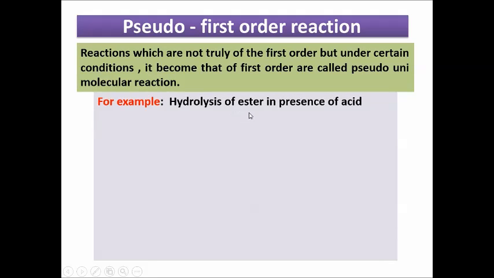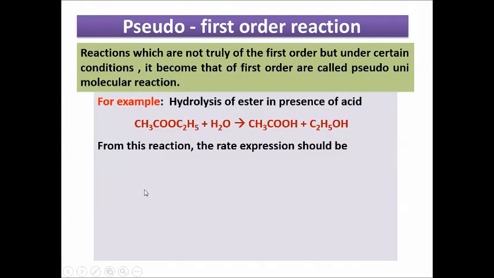Hydrolysis of ester in the presence of acid: CH3COOC2H5, ethyl acetate, plus water gives ethanoic acid and ethanol. We have learned this equation before also. So it is the hydrolysis of ester.